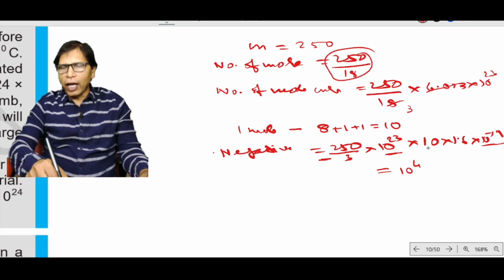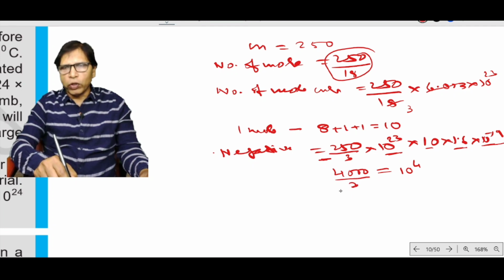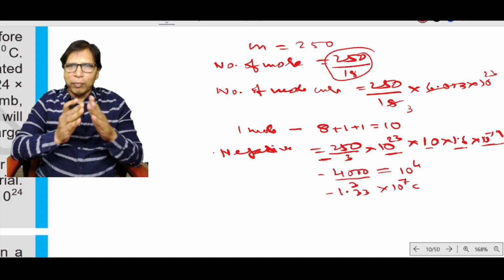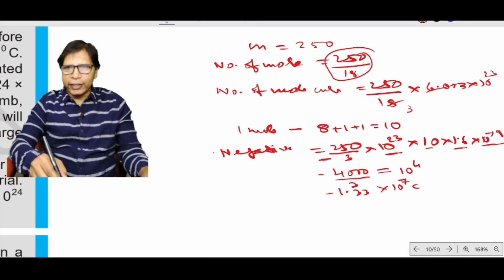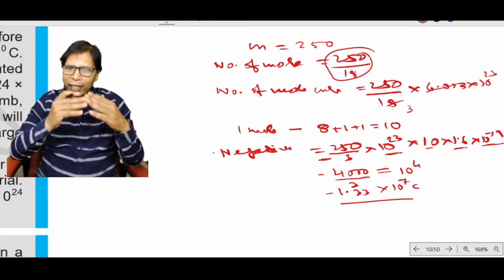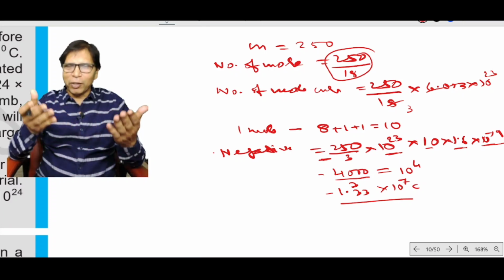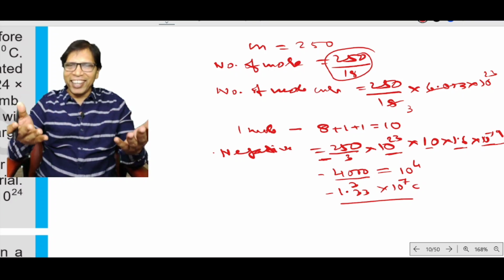No problem. Now look at this. 10 into 1.6 is 16. Now 16 into 250. So look at this. This is 4000. Okay. 4000 divided by 3. So look at this, this is 1.33 into 10 to the power 7 coulomb negative charge. So look, this is the negative charge and an equal amount of positive charge is also present. Okay, next.